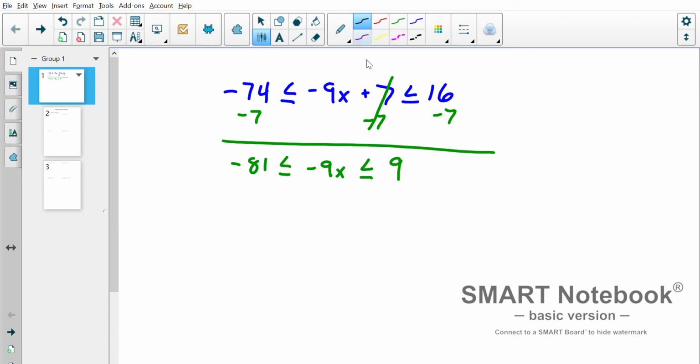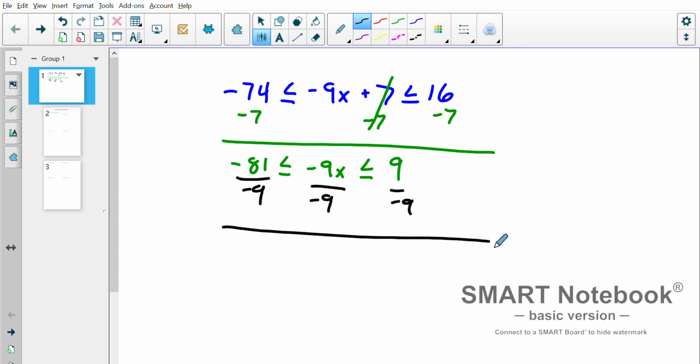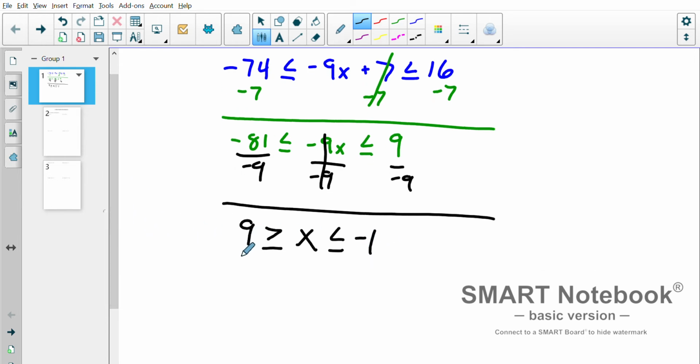Now, using my inverse operations again, we're going to divide by negative 9 everywhere. That'll give me a positive 9. Remember, inequality symbols flip. Inverses cancel. Less than or equal to, 9 divided by negative 9 is negative 1. So our final compound inequality is 9 is greater than or equal to x.